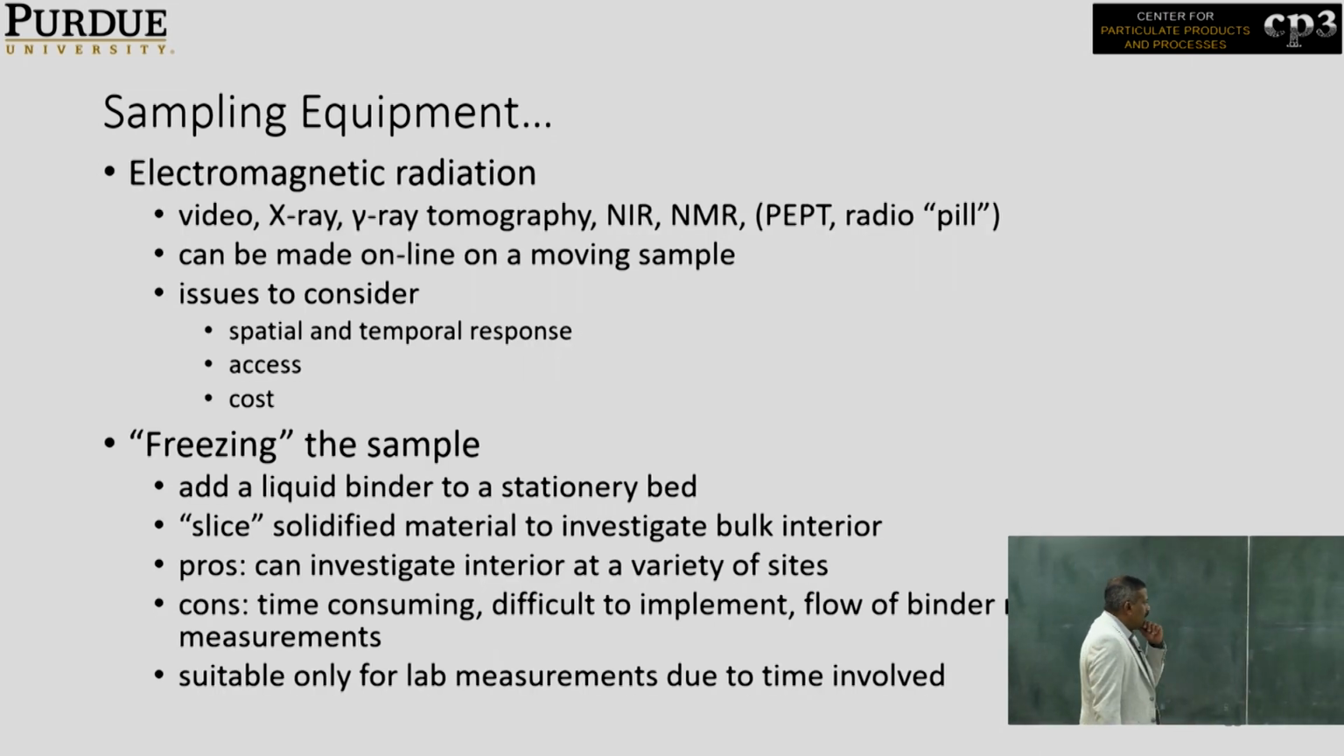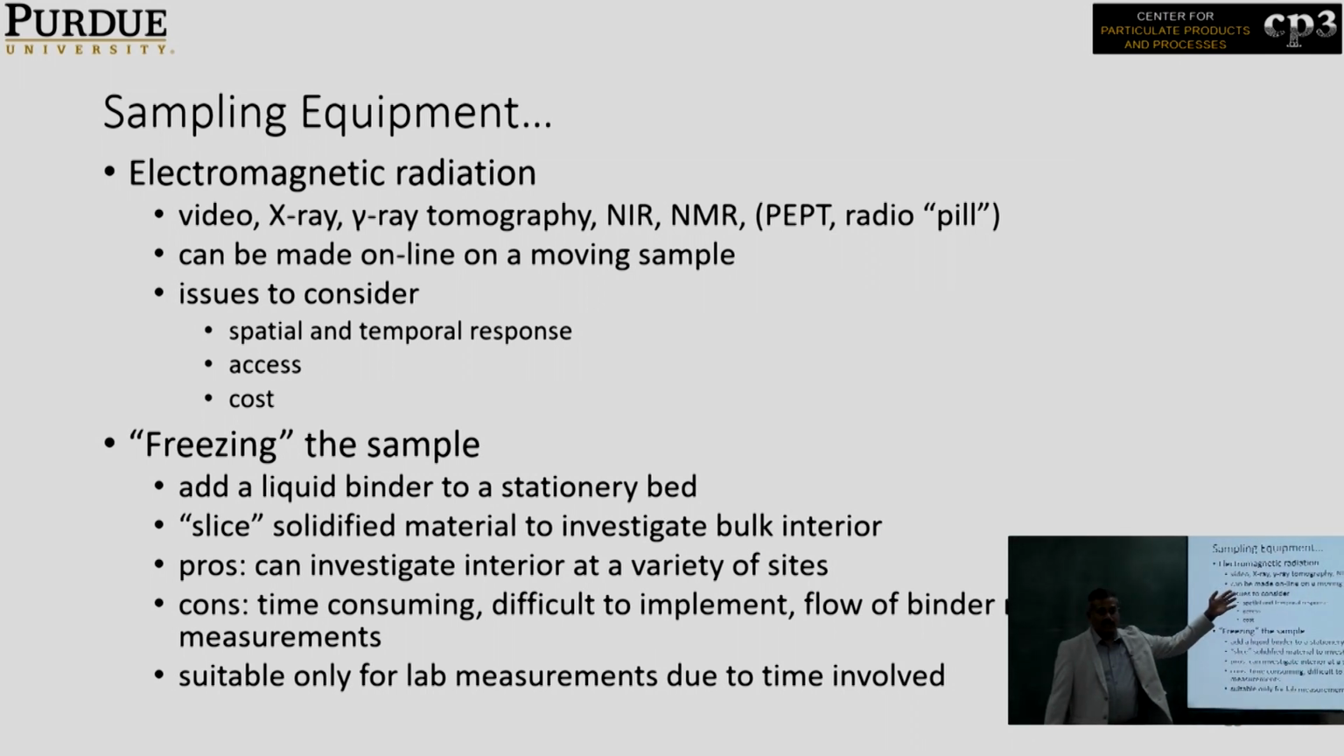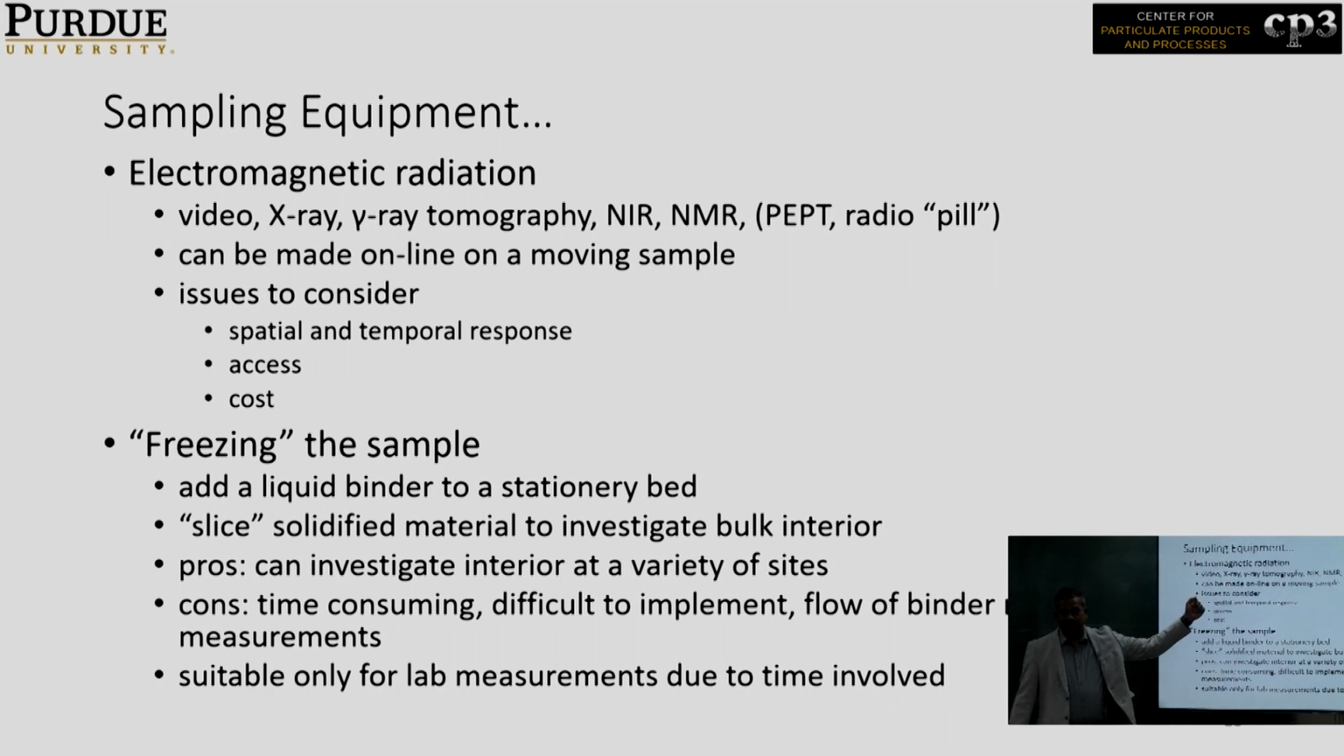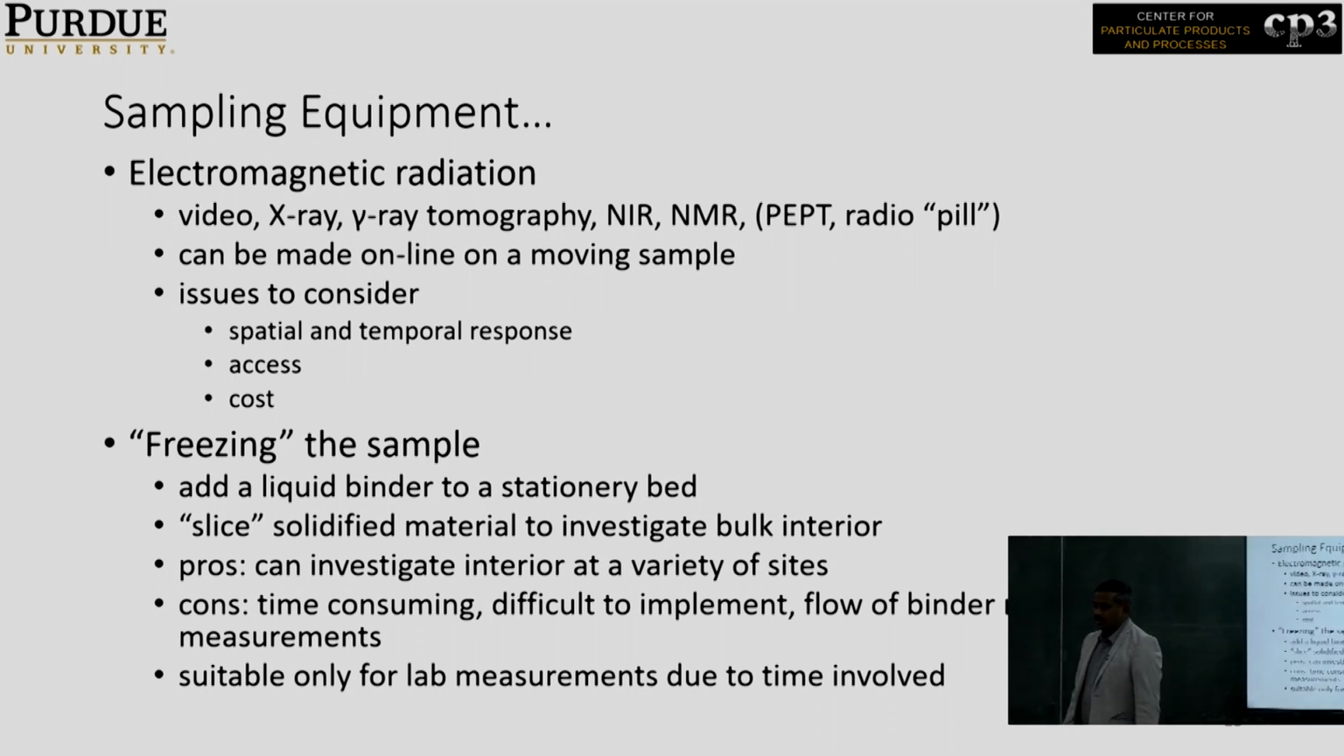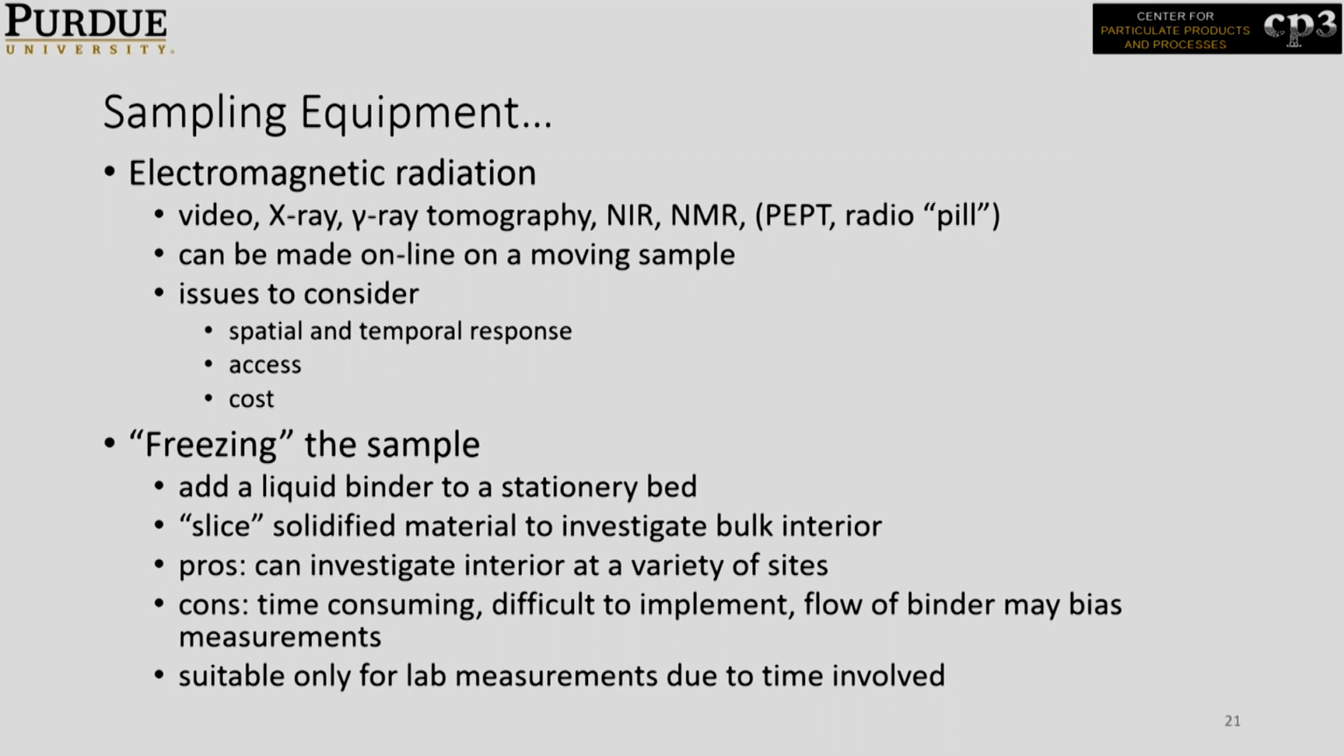Okay. There are other sampling equipment too, a little high end, that we may not use in the food and grain processing industry, but there are X-ray, gamma ray, NIR, and NMR systems. These are mostly used for inline and online measurements. You don't take a subsample, but measure the sample in the process itself and then characterize it.